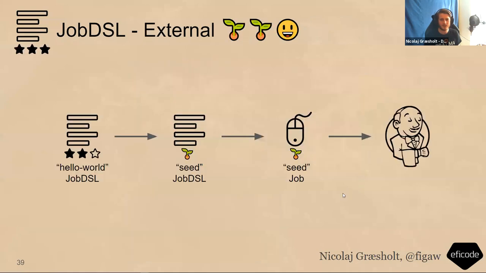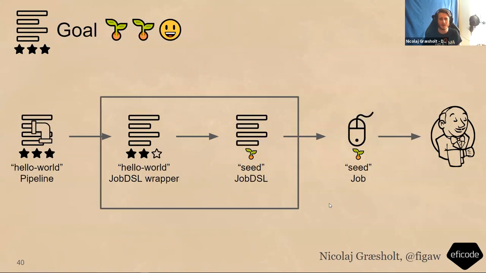All right. So this is what it looks like when I have my external JobDSL referenced by a seed job. So this could be the any seed. And then I click the anyseed job in Jenkins. And then I have my jobs in Jenkins. Awesome. It's still not entirely where I want to be, but I'm getting there.